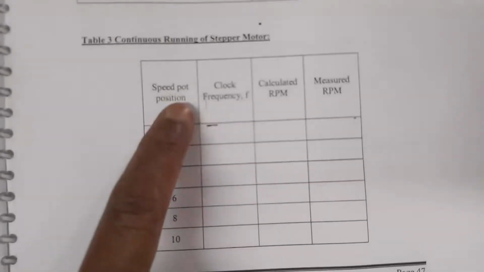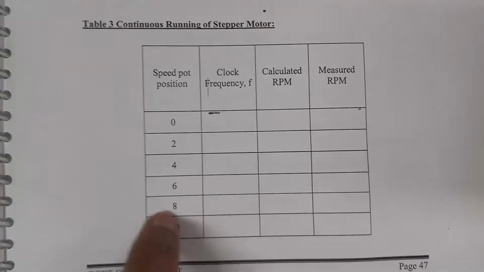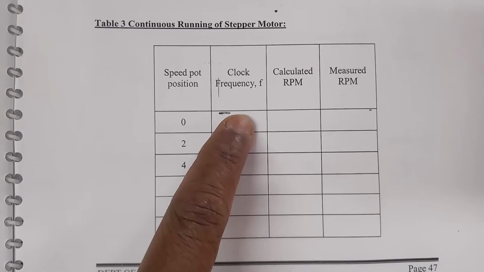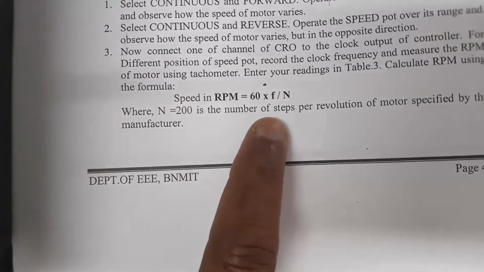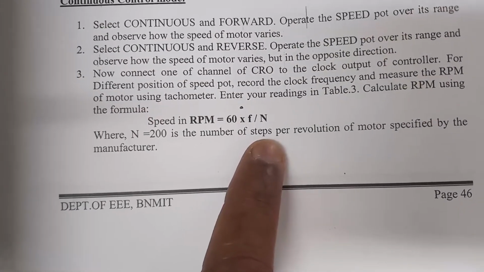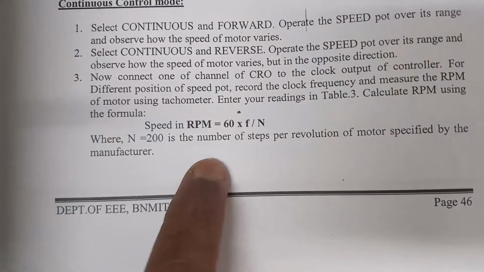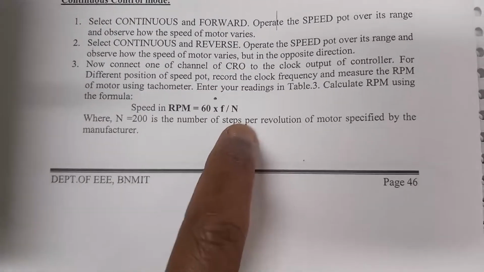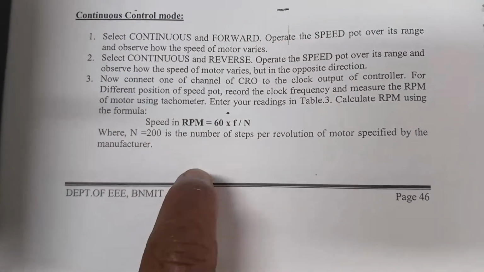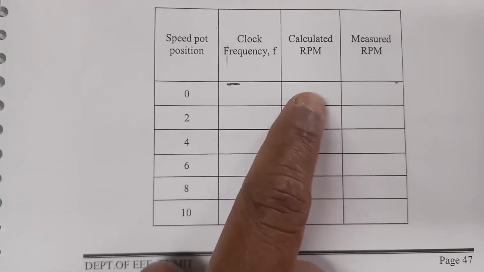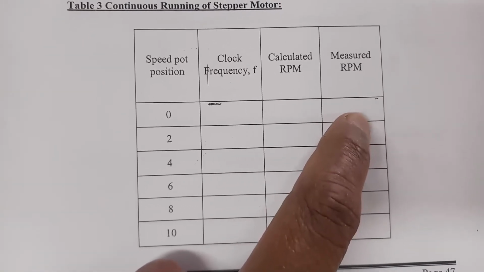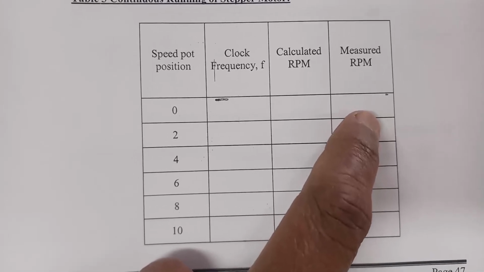Now the speed knob position can be kept at 0, 2, 4, 6, 8, 10. The clock frequency we are going to measure from the CRO. Then the calculated RPM is given by the formula: speed in RPM is equal to 60 into clock frequency by N, where N is the number of steps, which is exactly 200. So 60 into clock frequency from the CRO by 200. When you do that, we get the calculated RPM that we are going to write here. Measured RPM using the wristwatch, we can manually measure the RPM and write it here.